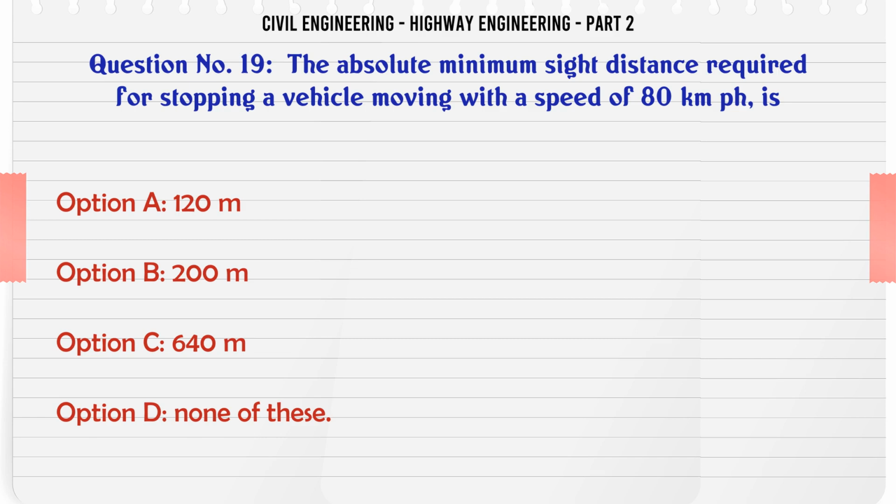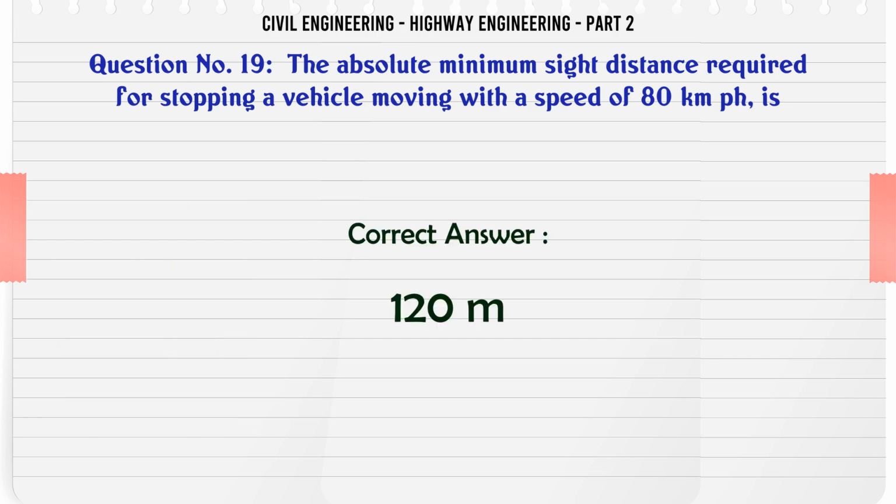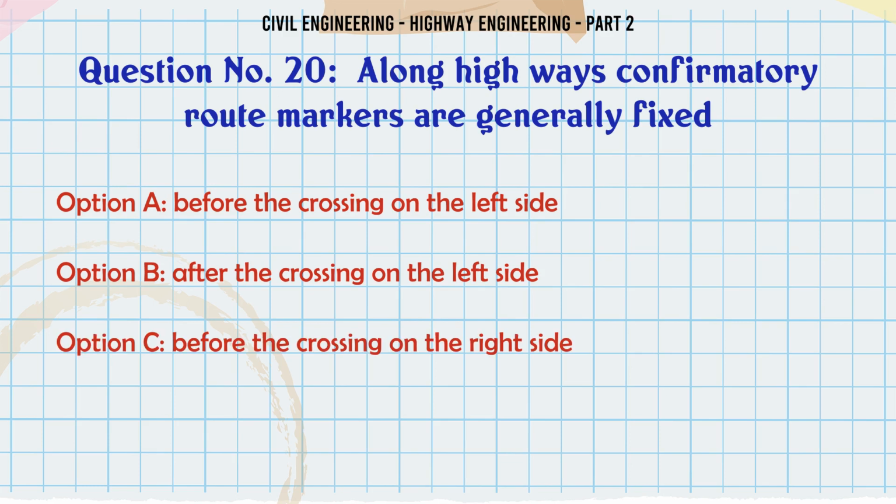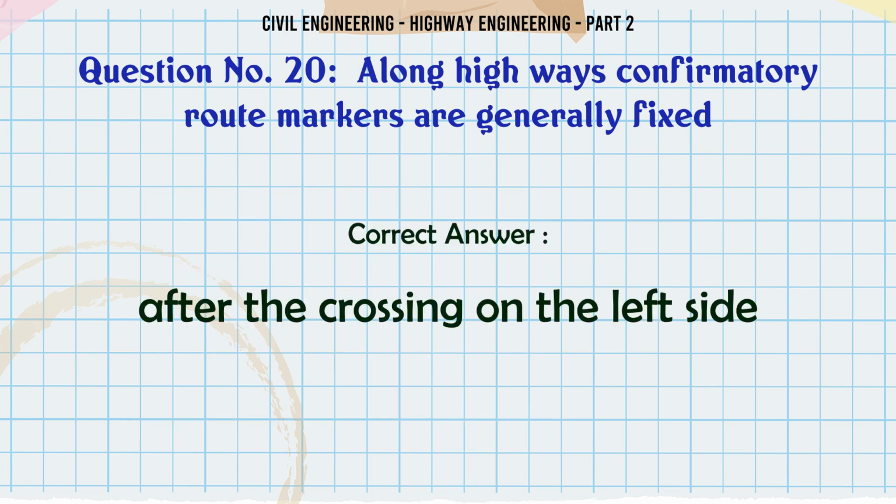640 m, D. none of these. The correct answer is 120 m. Along highways, confirmatory route markers are generally fixed: A. before the crossing on the left side, B. after the crossing on the left side, C. before the crossing on the right side, D. after the crossing on the right side. The correct answer is after the crossing on the left side.